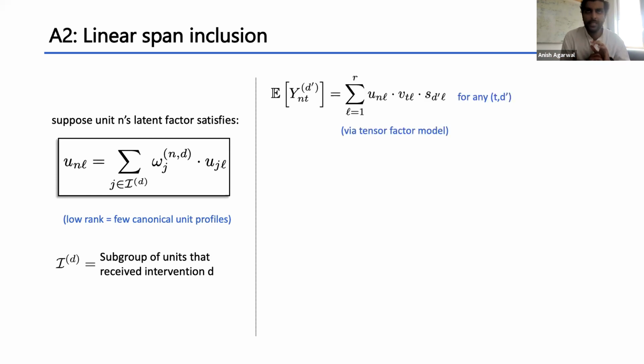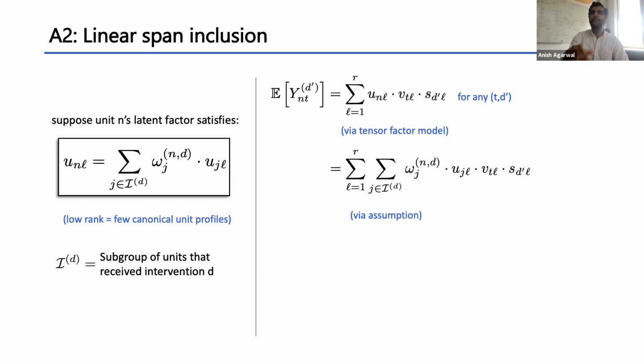Now I'm going to build, and this is the only math we're going to do here, so I apologize in advance. What does this linear span inclusion in the tensor factor model buy you? Let's look at the expected potential outcome of unit N at time t under intervention D prime. By the tensor factor model, assumption 1, it has this low rank factor representation by U_NL, V_TL, and S_D'L for any t and D'. Then by linear span inclusion, assumption 2, we can write the latent factor for unit N as a linear sum of the latent factors for the units that go through intervention D.